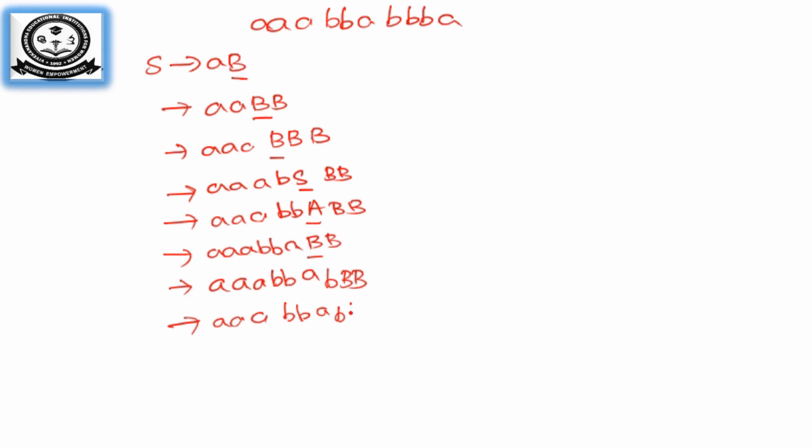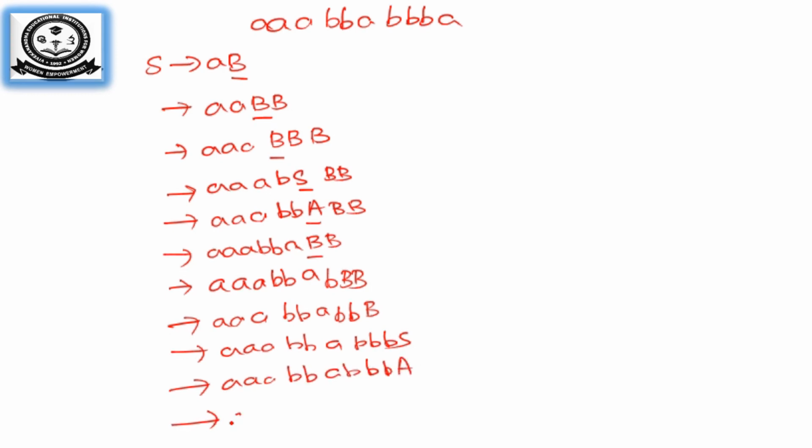Okay, again on B and capital B. So this again AABB, BBBS, then finally AAA, BBBA, BBBS capital A, then finally you will have the string. Okay. So we'll see how the parse tree is constructed.